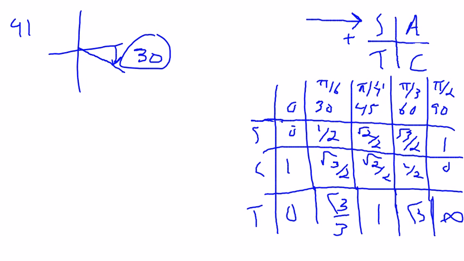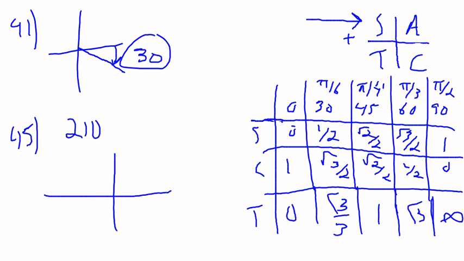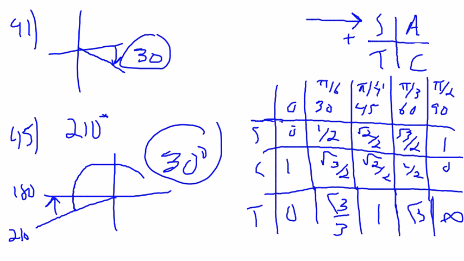Number 45, really similar, asks for the reference angle. It gives us 210. So I'm going to graph that. Remember, I go counterclockwise. This takes me around 180. It puts me in this quadrant down here. So this is my 210 degrees that way. The reference angle is this back up to here. This is 180. This is 210. So I can subtract the two and get 30 degrees, and that's my answer for that one.